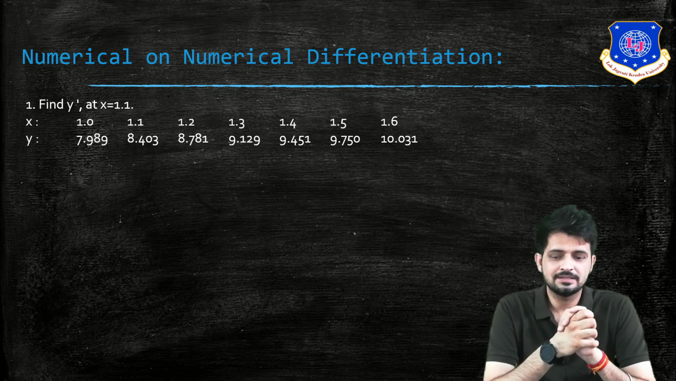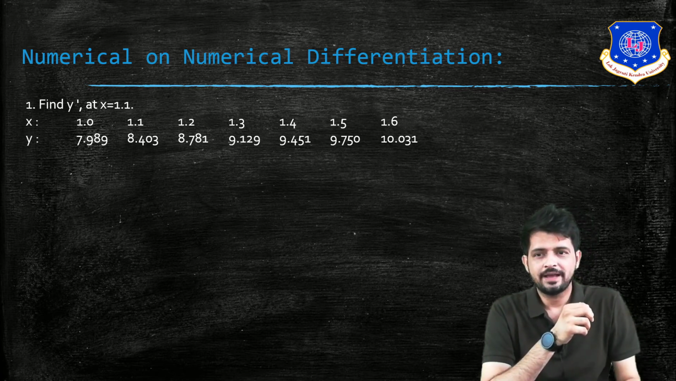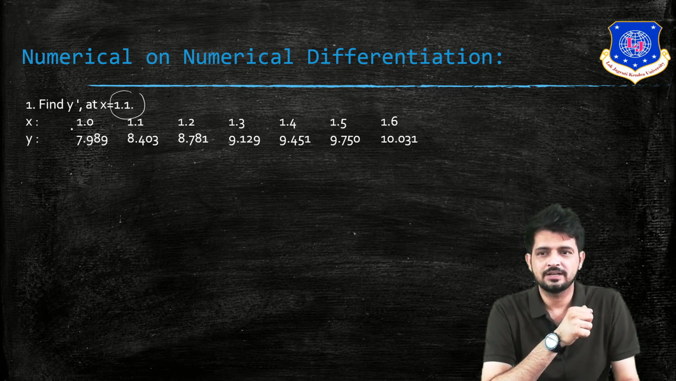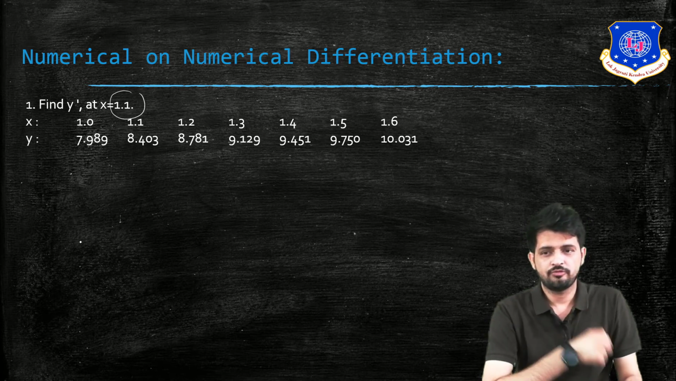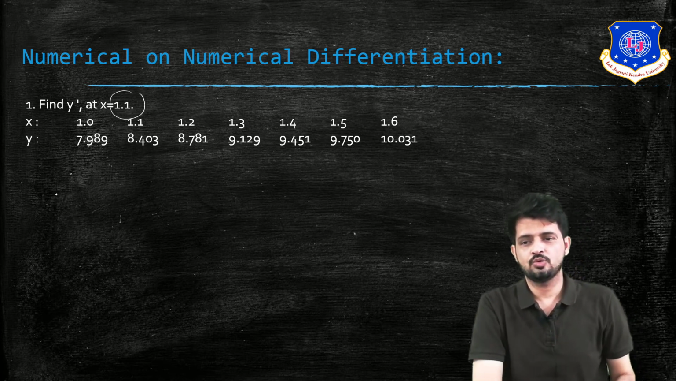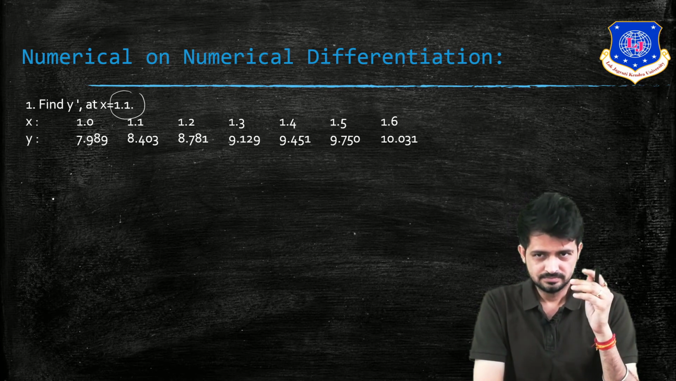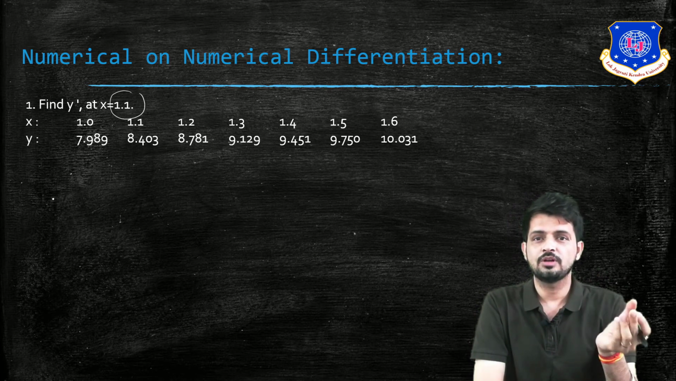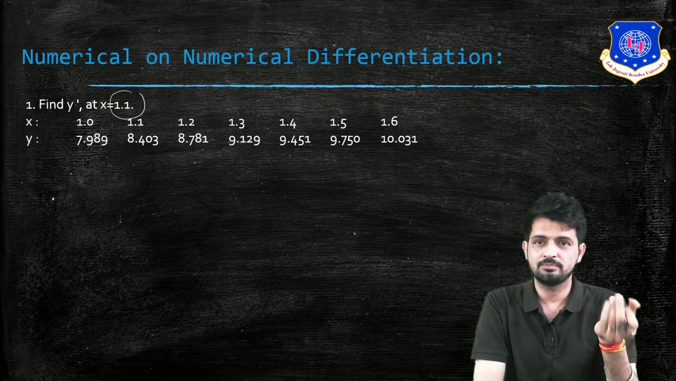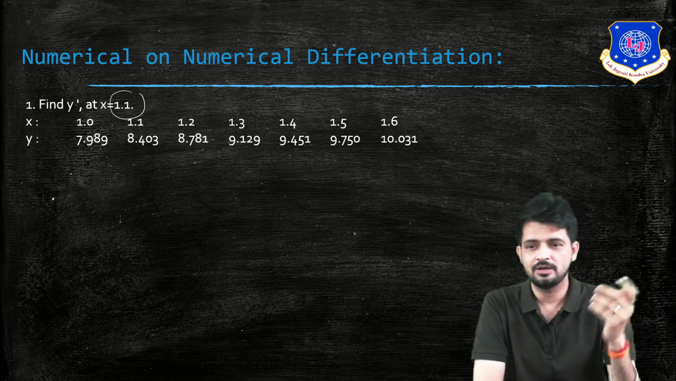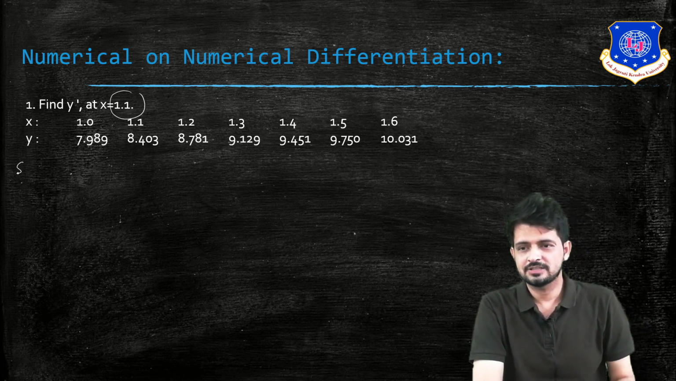See, here you can see the value of x. What is the value of x here? The value of x is 1.1. It is near the starting value. So we have to apply Newton's forward interpolation formula. So first of all, which is our first step? We have to apply the numerical differentiation formula for Newton's forward interpolation, but before that we have to make a difference table. So let us make the difference table for this numerical.